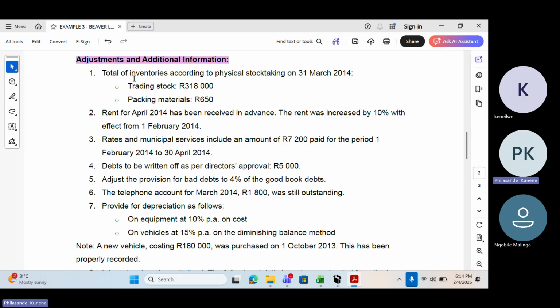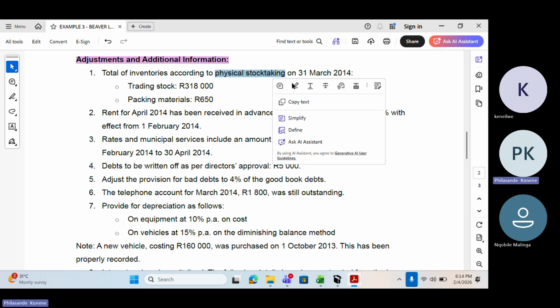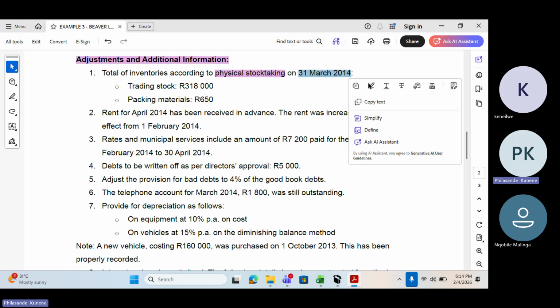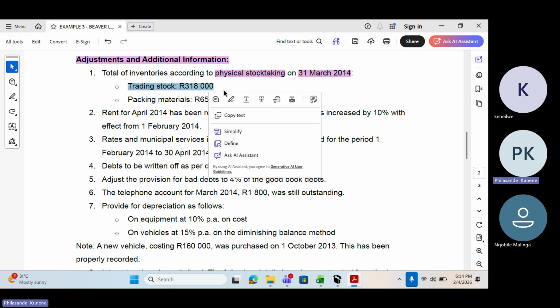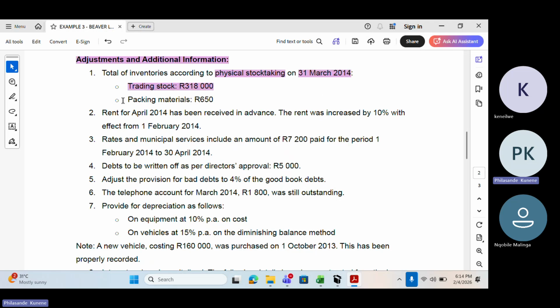They're saying here, total of inventories according to physical stock taking on 31 March 2014. This is the year end. We found out that we have a trading stock of 318,000 rands and we have packing materials of 650 rands. At year end, these are the closing balances based on the physical stock taking. What is a physical stock taking? That's when we go to the warehouse physically and count the stock with our hands, right? And count the stock physically.